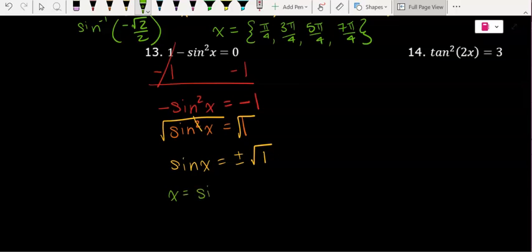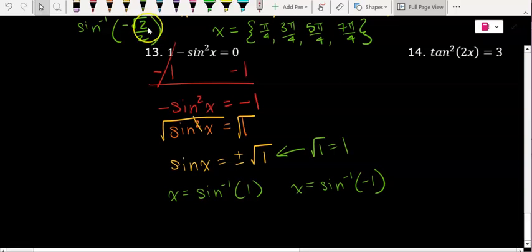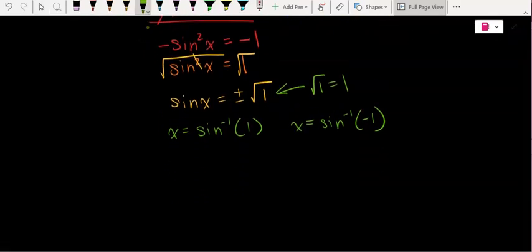And so then I'm looking for everywhere where sine equals 1 and where sine equals negative 1. Don't forget, the square root of 1 is 1, okay? It's also negative 1 too, but that's what I've got there. So where does sine equal 1 and negative 1? If I do that, I've got sine is equal to 1 at pi over 2, and it's equal to negative 1 at 3 pi over 2.